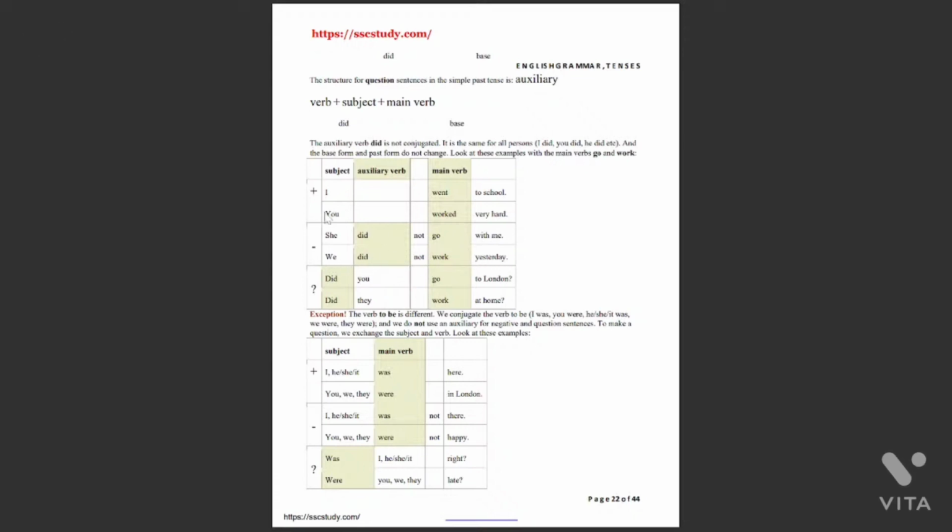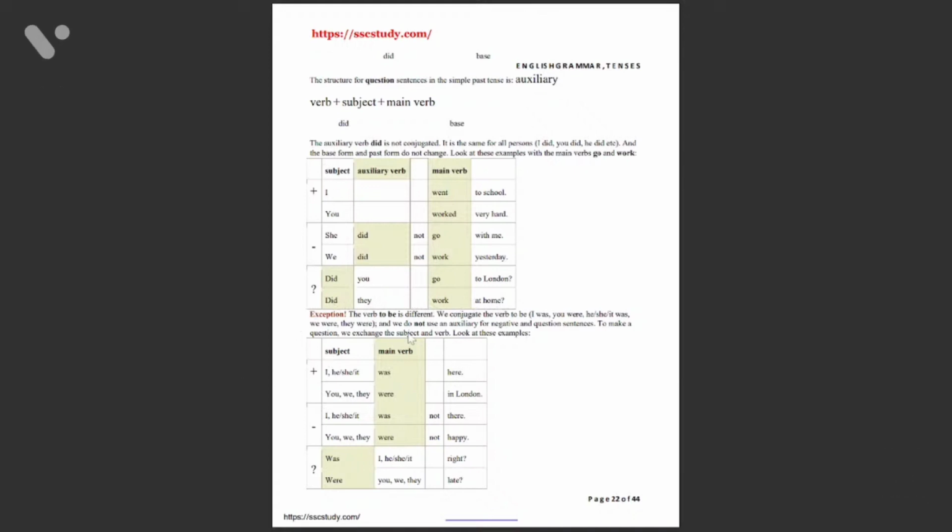So this is how the sentences work. And for the question form, it is auxiliary verb plus subject plus main verb. Did you go to London? Okay, this is a question form. Did you go to London? Did they work at home? So this is how it is.